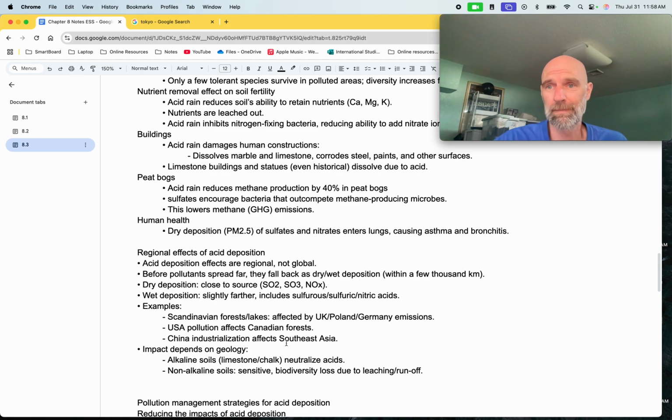Just because of the manufacturing in China, a lot of this particulate matter ends up flying over to other areas, say the Philippines, Japan, and Korea.